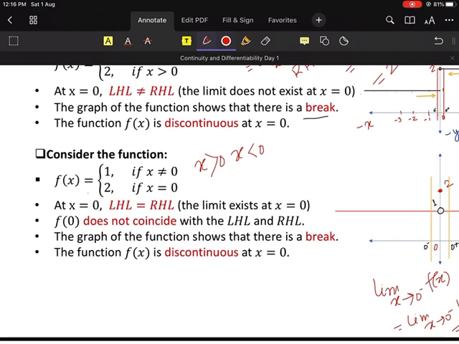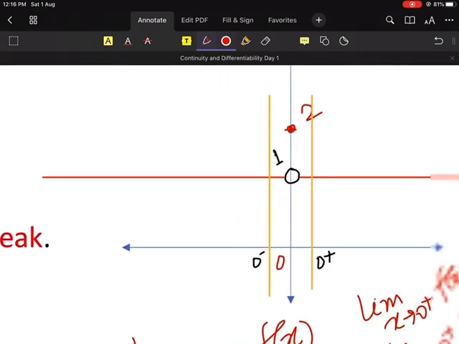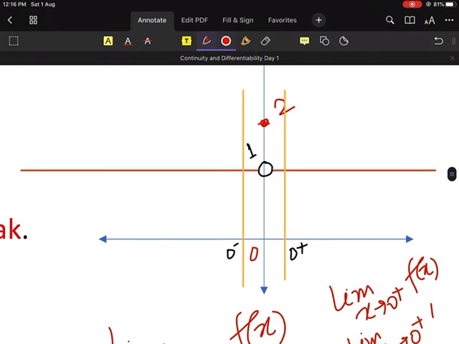So look at here. At x equal to 0, LHL is equal to RHL. The limit exists at x equal to 0. Everyone understood? Acha, I will not discuss this one. I will have a question. Can anybody tell me, is this function continuous or not? Who can tell me?